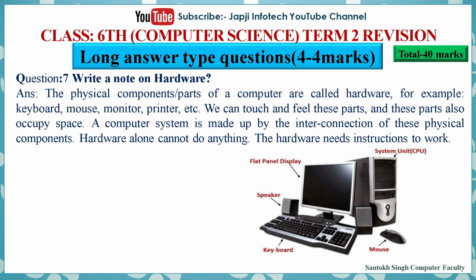And the seventh question is, write a note on hardware. And the answer is, the physical components or parts of a computer are called hardware. For example, keyboard, mouse, monitor, printer, etc. We can touch and feel these parts, and these parts also occupy space. A computer system is made up by the interconnection of these physical components.